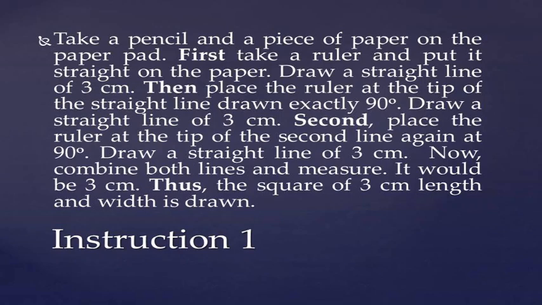Now combine both the lines and measure it. It would be exactly 3 centimeters. Thus, the square of 3 centimeters length and width is drawn. Follow this. These instructions help you to draw a square of 3 centimeters length and breadth. The instructions should be short and clear, with the use of words like first, then, second, thus, etc.